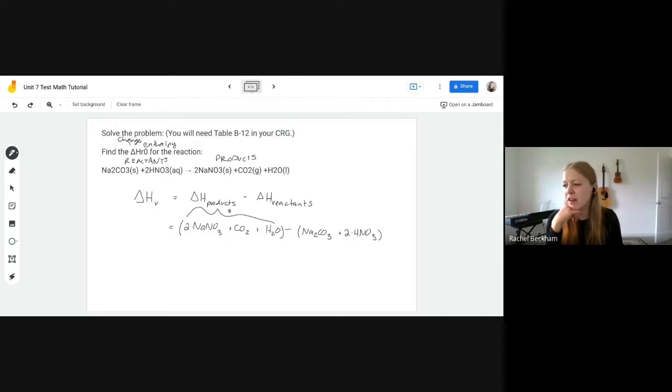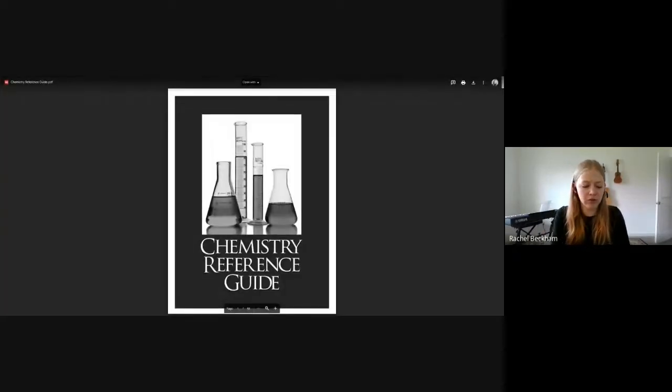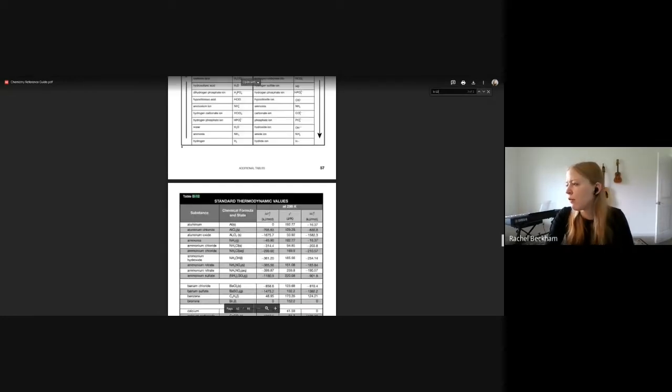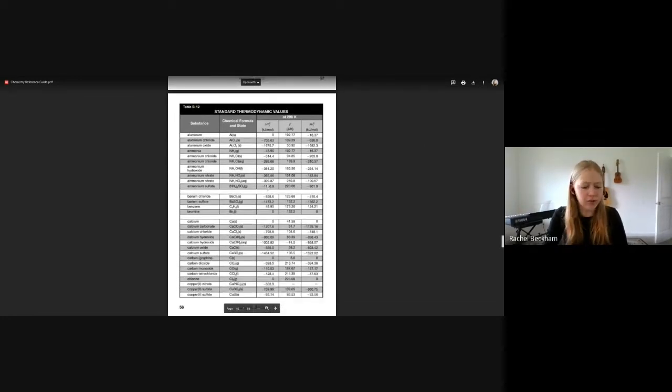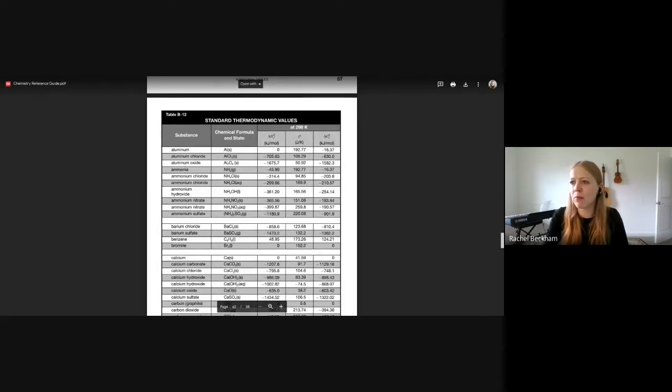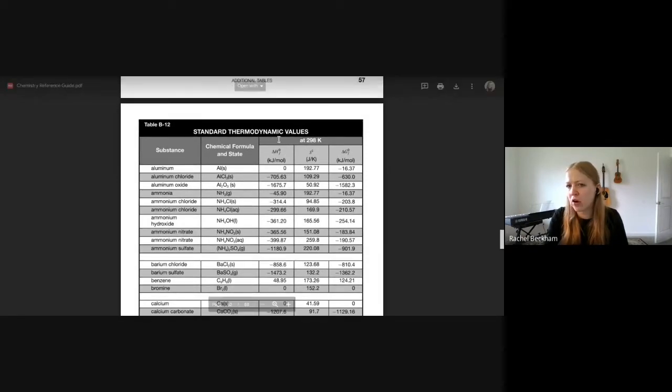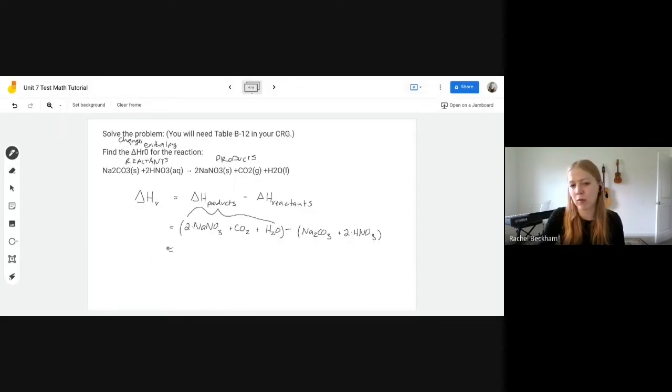So now I've plugged that in, but how do we find the delta H for these numbers? Well, you're going to go to your chemistry reference guide, and you're going to go to table B12, if I remember correctly. Yes, B12 on page 58 of your guide is where it starts. And remember, we are looking for the delta H value. When you look here, delta H is in this column right here. So we're going to find each of our chemicals and write it down exactly. We're going to be specific. We're not going to cut any corners when we're writing these notes down, because it's easy to cut corners and write it down more quickly, and then you get it wrong. So we're going to plug it in exactly.